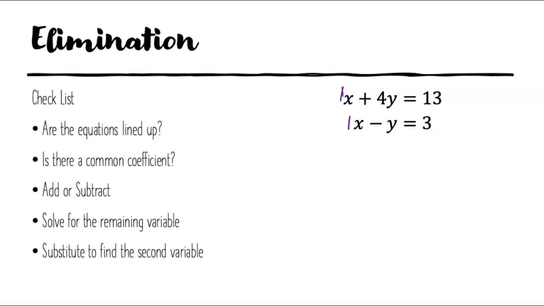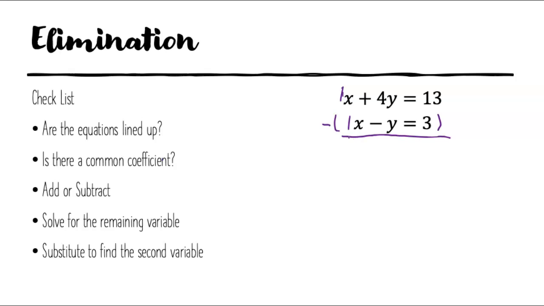Remember in the last video, we were able to add those together. So if I add 1 plus 1, I'm going to have 2x, right? Well, that's not eliminating anything. So what we need to do is instead of adding, we're going to subtract. Now watch what happens here. I need to subtract the entire equation.